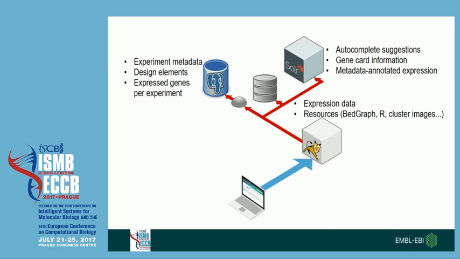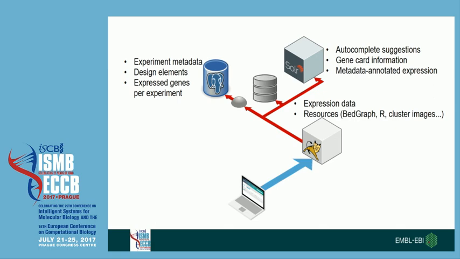The Postgres database is used to provide experiment metadata. So when you go to an experiment page and you have a header with the species, the title of the experiment, and PubMed IDs associated with that experiment, that's where that comes from. It also has other metadata such as design elements and a list of expressed genes in each experiment, which helps when querying within an experiment page for a certain gene ID or gene name.